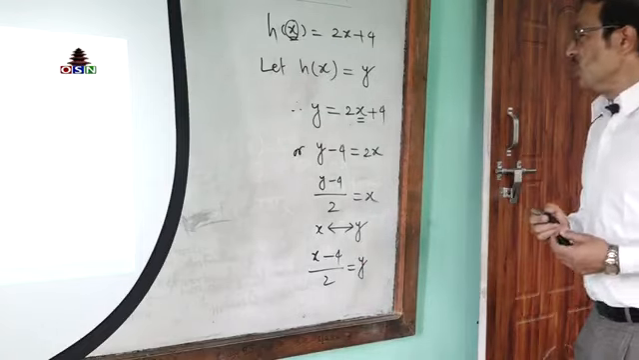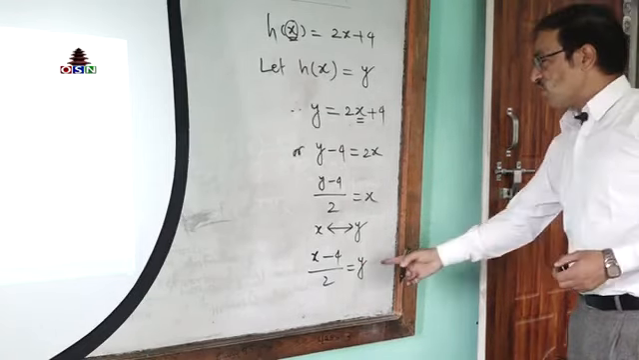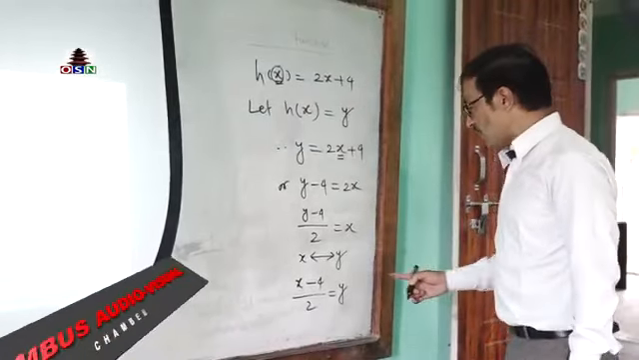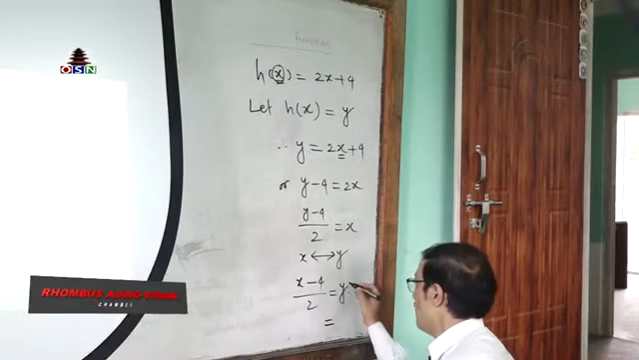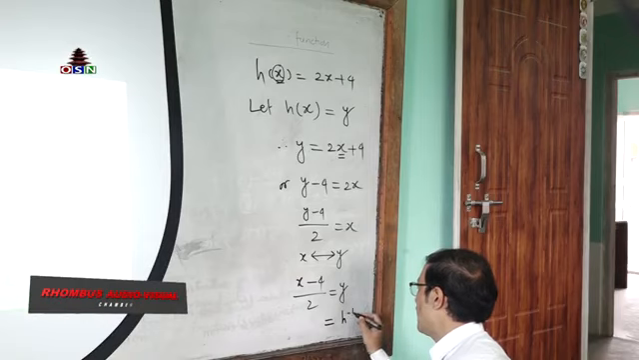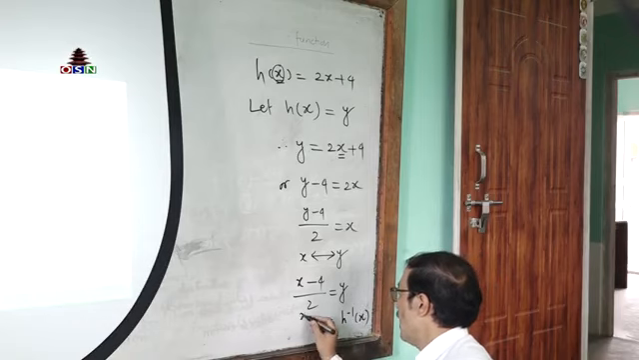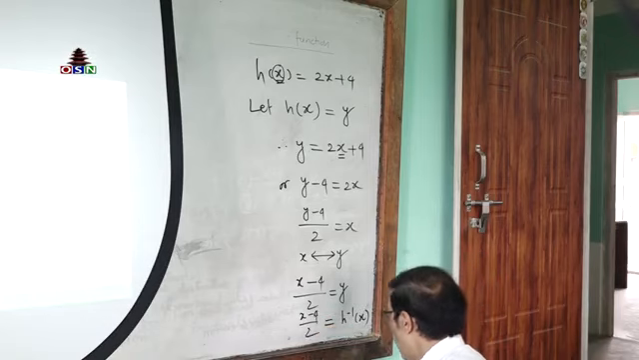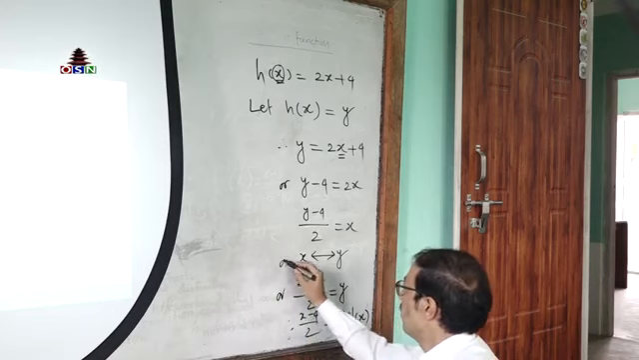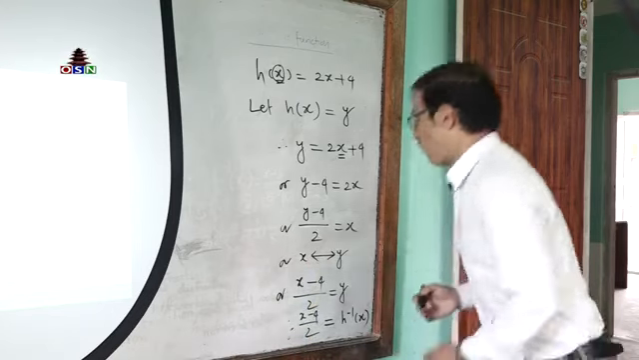This is a new relation. This is called the inverse function of the given function. So here in place of y you can write h inverse x equals x minus 4 upon 2. Well, this is how you find the inverse function of the given function.